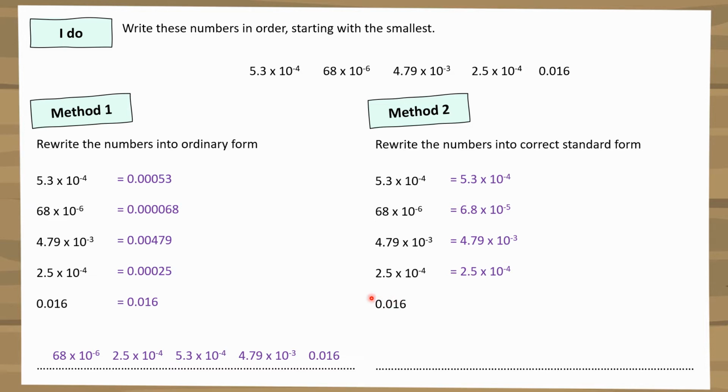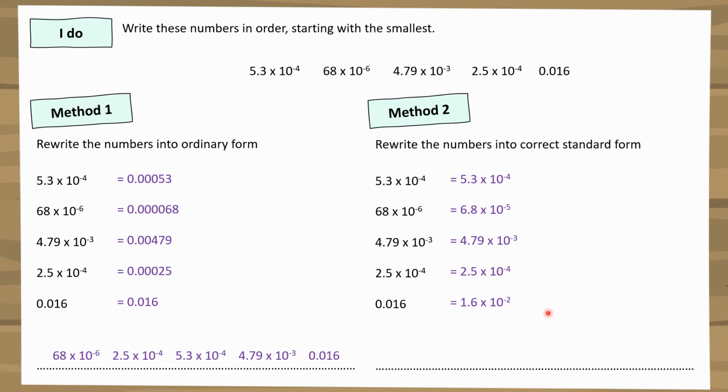And then finally, this one here is an ordinary number, so I need to convert that into standard form. So it's going to be 1.6 as my starting number, and that is being divided by 10 twice, which means it's been times by 10 to the power of minus 1 twice. So it's 1.6 times 10 to the power of minus 2. And again, I've got a video on how to convert in and out of standard form. So have a watch of that if you're not sure on how to do this.